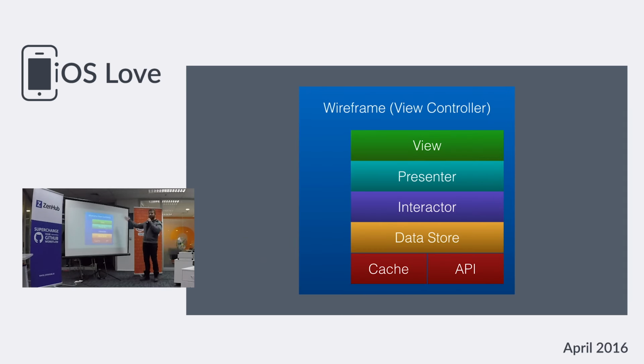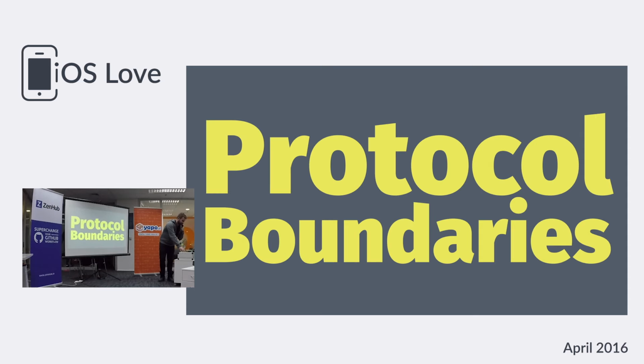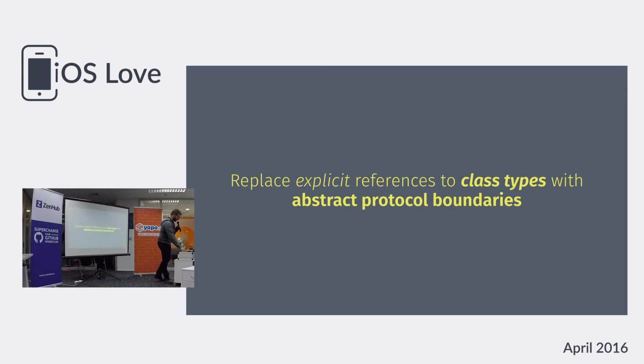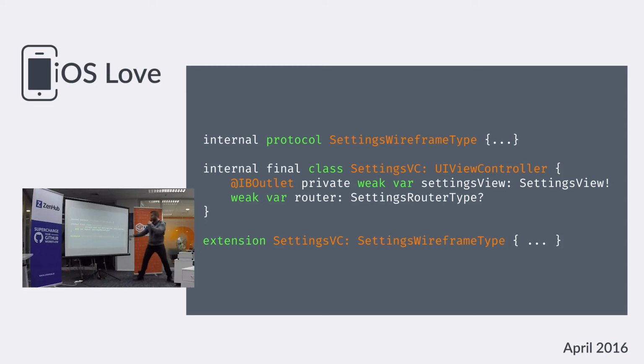How can we improve it further? The components still know too much about each other. So let's introduce protocol boundaries. Here we replace explicit references to class types with abstract protocol boundaries. So here, where you'd normally talk to the one router in the app, which has all those methods that can be communicated with, replace it with a protocol that limits what this class can see. It can only see the ones that were meant for it, and you can't accidentally call the wrong method.